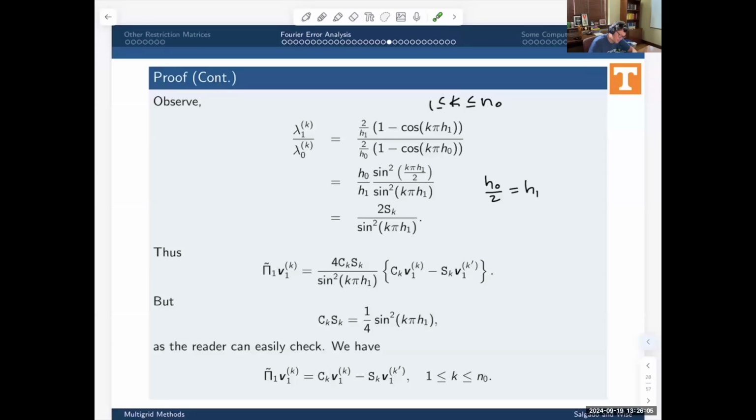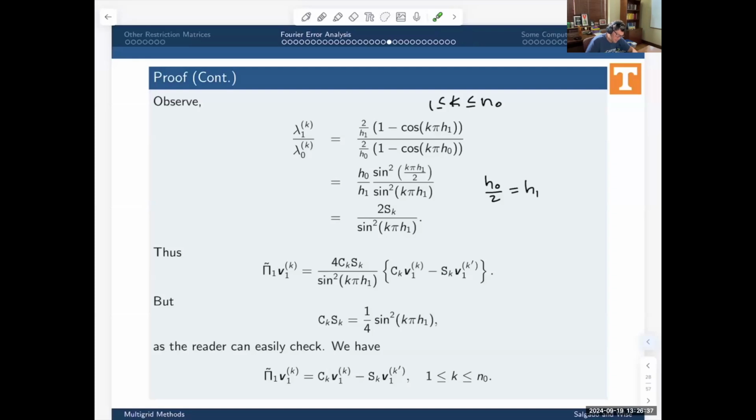The next thing I'm going to use is the fact that h0 over 2 is equal to h1, or in other words, h0 is equal to 2h1. So that springs forth this 2. This guy is just my sk notation, and I get sine squared k pi h1 on the bottom, which is something I didn't have any extra notation for. All right, so that takes care of my eigenvalues, or the ratio of those eigenvalues.